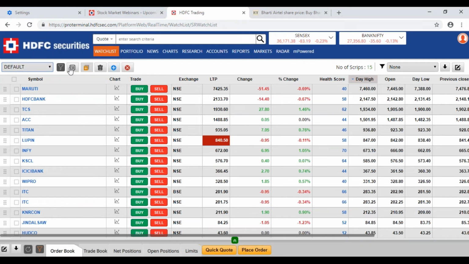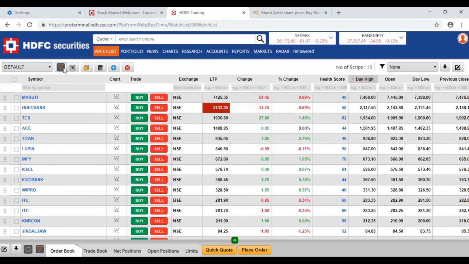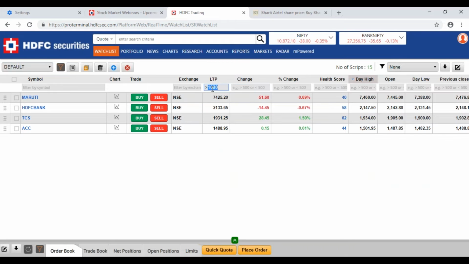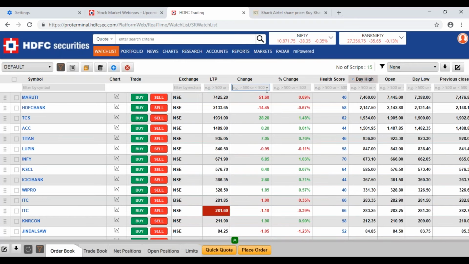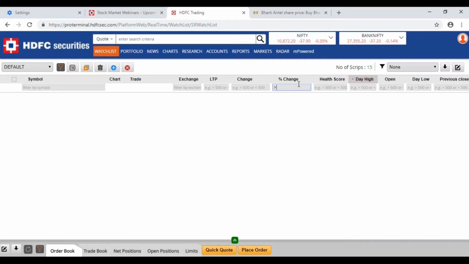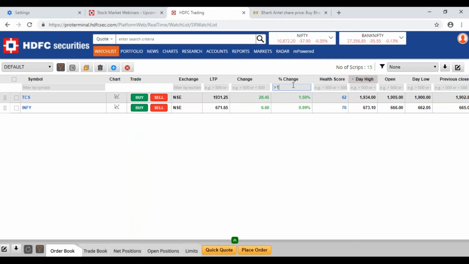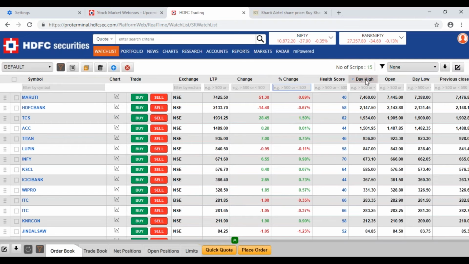And not only that, if you want to add any filters onto it, so you want to see the stocks whose LTP is greater than 1,000 rupees, this is how it will be displayed. Or you want to filter and see the change percentage which is greater than 2%, how many stocks are there, or 1% change since morning. So these are the stocks which are there, 1% change. So this kind of advanced customized watch list is available.